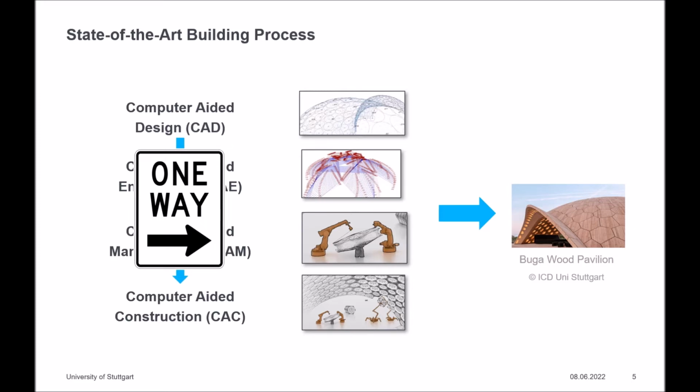While single steps of the building process already use some new technologies, it still remains that currently the process is a one-way street, in which only a selected amount of data is shared across multiple phases.